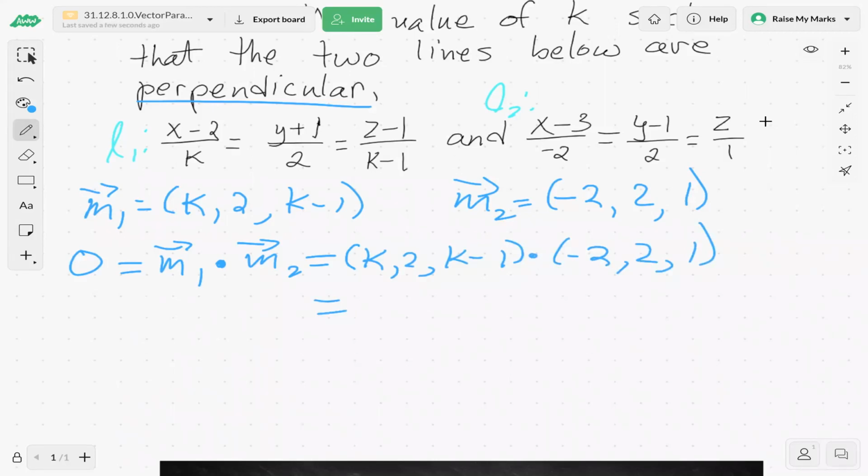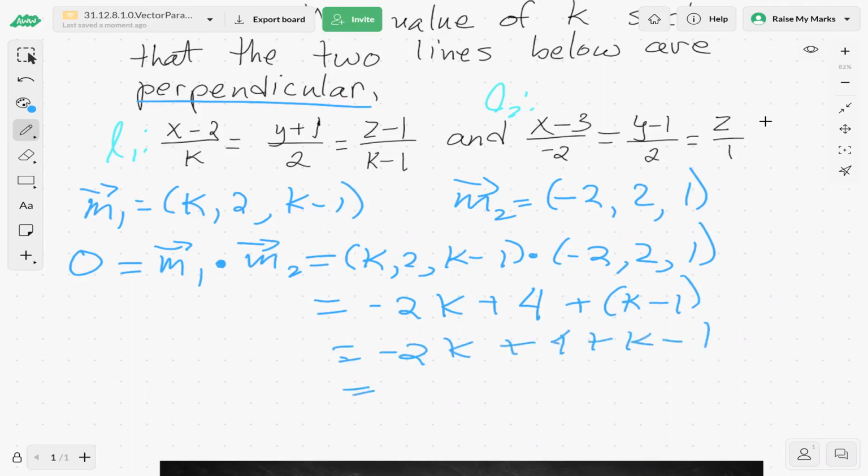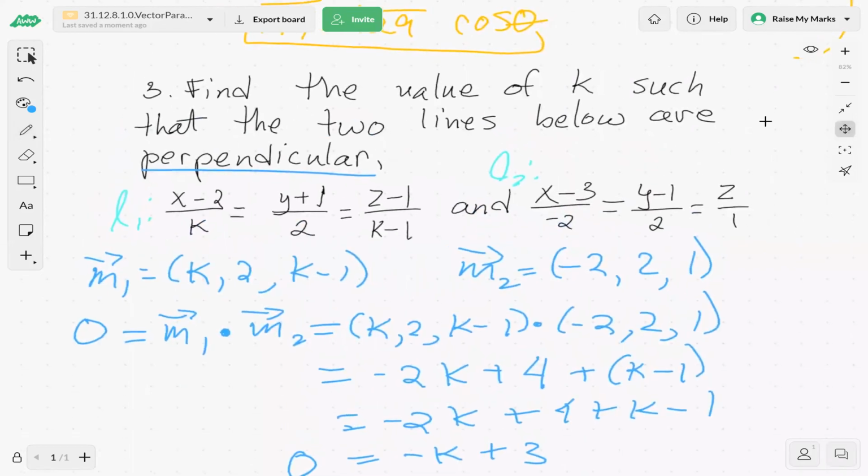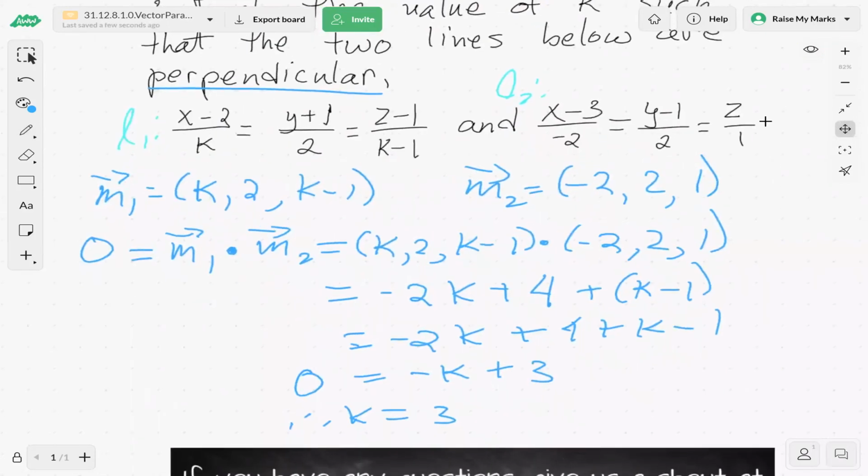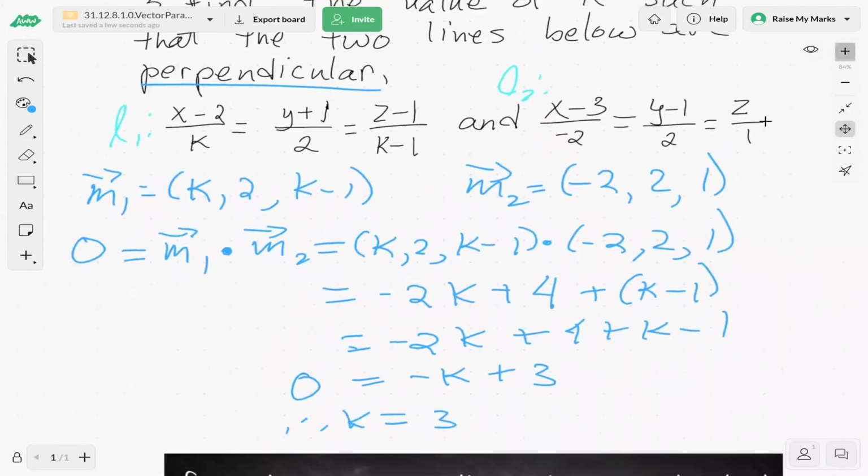And now we can take our dot product and we get negative 2k plus 4 plus k minus 1. All right, let's simplify. We get negative 2k plus 4 plus k minus 1 equals, how many k's do we have? Negative k, and plus 3, this equals 0. So looks like k equals 3. So therefore, the value of k, such that these two lines are perpendicular, is 3. Good.